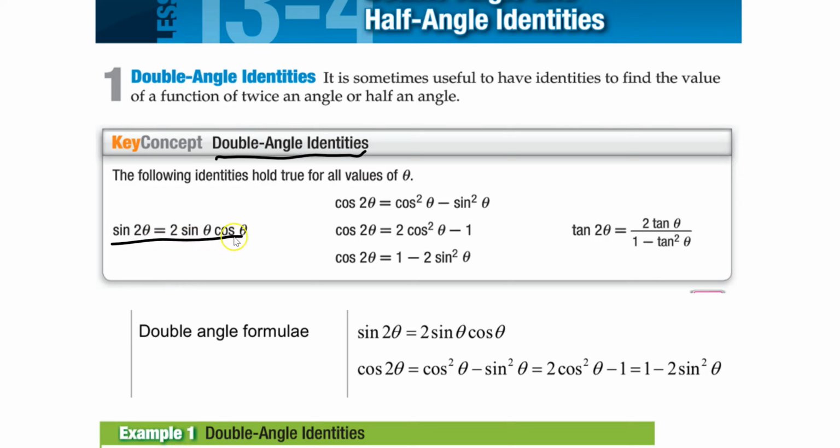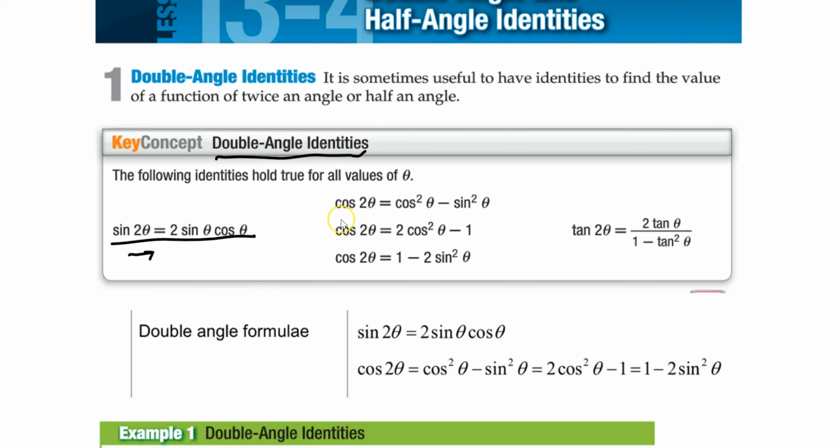And we use this a lot. A lot of times when we see sine 2x, we're going to change it to 2 sine cosine. Not always, but a lot of the times. Cosine 2x has 3 different versions. They're all equally correct, right? There's cosine squared minus sine squared, which I use a lot for the problems we're going to do down here. Sometimes you want to change it to 2 cosine squared minus 1. Sometimes you want to change it to 1 minus 2 sine squared.